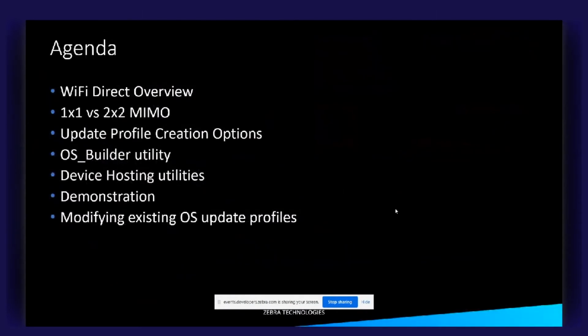And that's the agenda. We're going to look first at an overview of Wi-Fi Direct. We're going to look at the different Wi-Fi technologies we have in our products in terms of the antennas and radios. Then we look at how you can create profiles for use with Wi-Fi Direct, and there's different options for doing that. One of those options is a utility I put together, which we'll cover how you use that. And we'll also look at the hosting device side and the utilities you need to install on the host device in order to set up a Wi-Fi Direct hotspot.